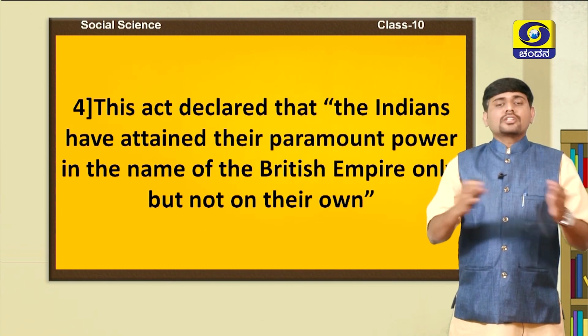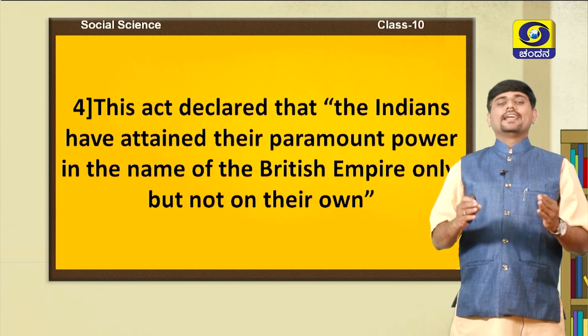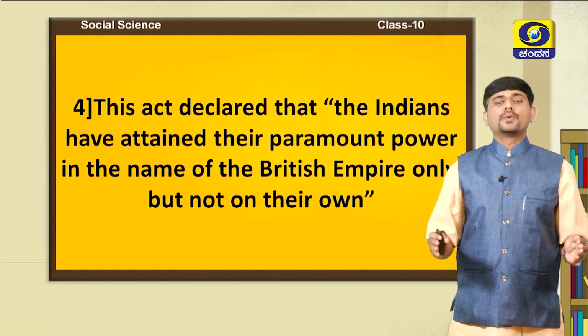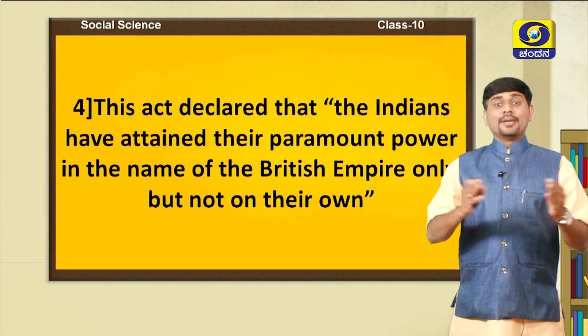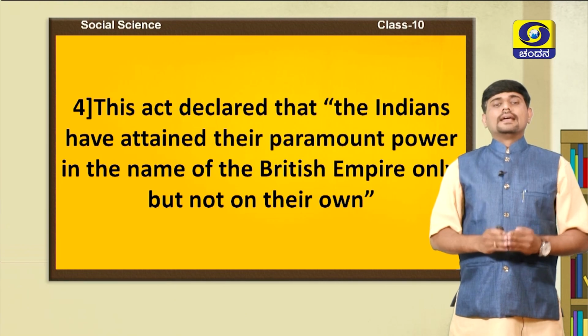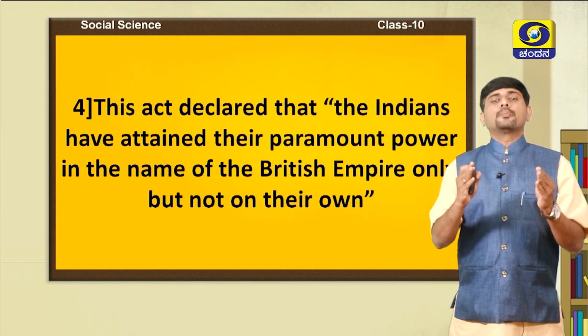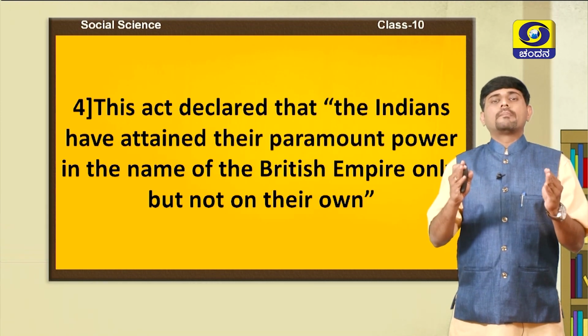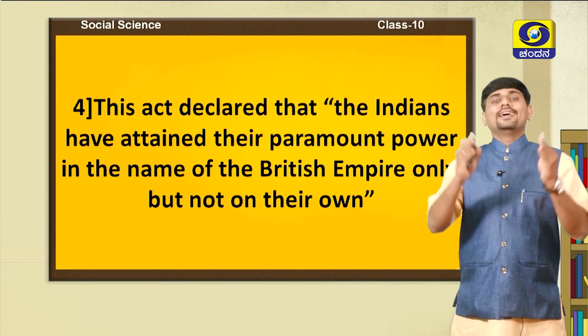This act also declared that the Indians have attained their paramount power in the name of the British Empire only, but not their own. The meaning of this sentence here, children, according to this act, the Indians have attained the supreme power only in the name of the British Empire, but not in their own.